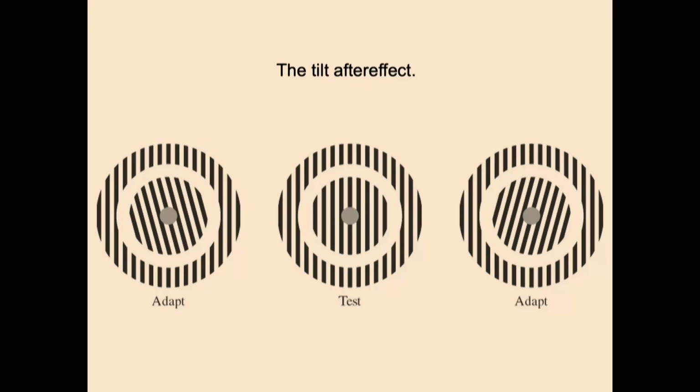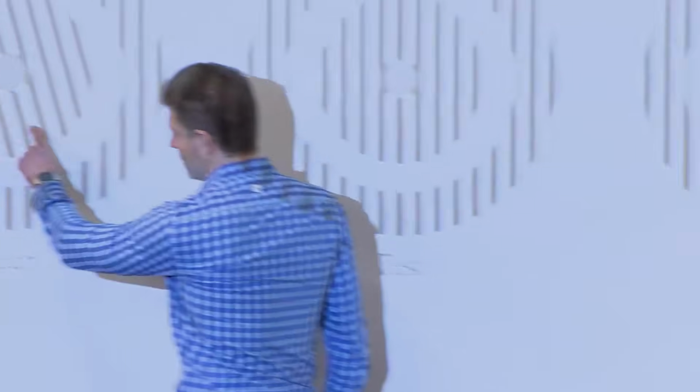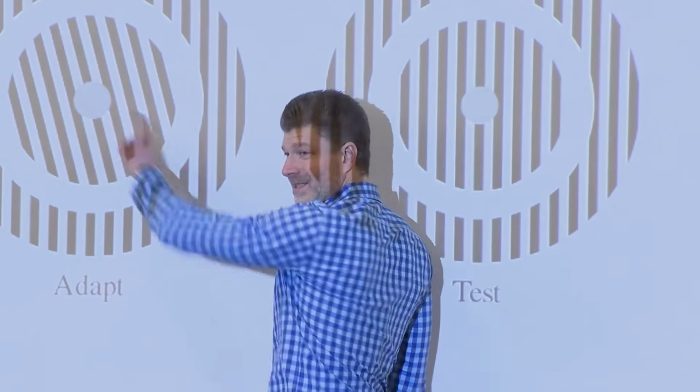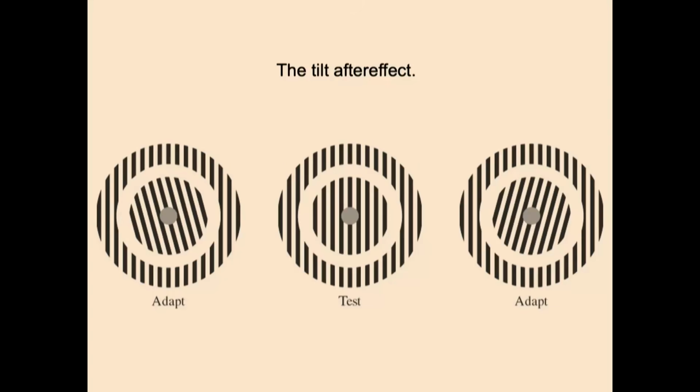So what we're going to do is adapt you to this stimulus. What I mean by adapt is I'm going to ask you to stare at this for about a minute. So everyone start staring at this. I want you to look at the gray circle, and you can look anywhere inside the gray circle. Okay, starting now.